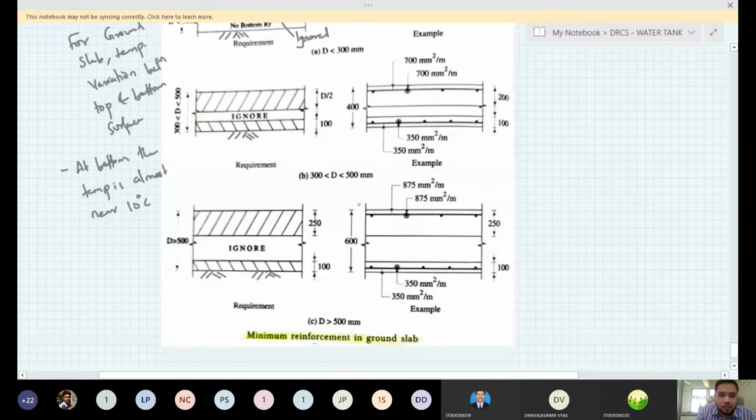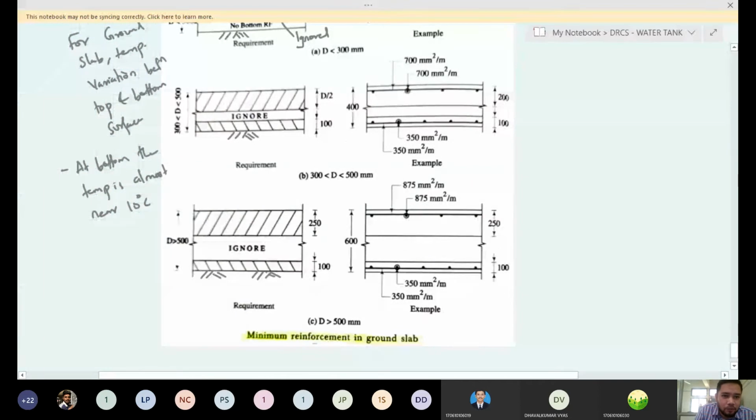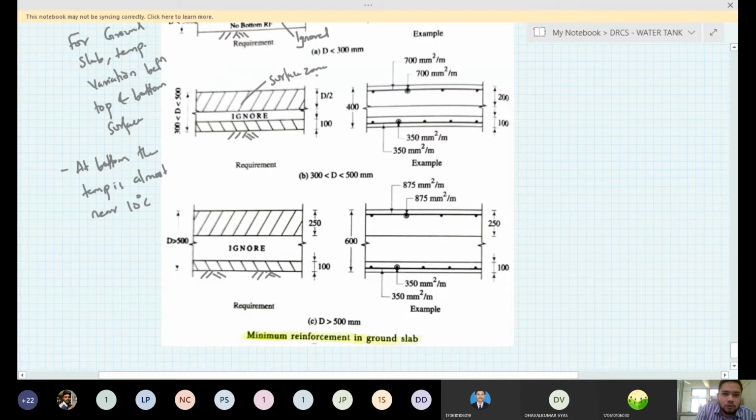Same way, if the depth is more than 300 but less than 500, then the surface zone at the top is within the portion d by 2, and the surface zone at the bottom is within the 100 depth. So this is the surface zone, this is the surface zone, and the inside portion is ignored.